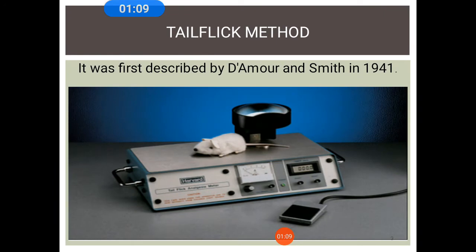This tail flick method was first described by D'Amour and Smith in 1941, and the tail flick test is a test of the pain response in animals. This test is similar to the hot plate test, and it is used in basic pain research and to measure the effectiveness of analgesics by observing the reaction to heat.